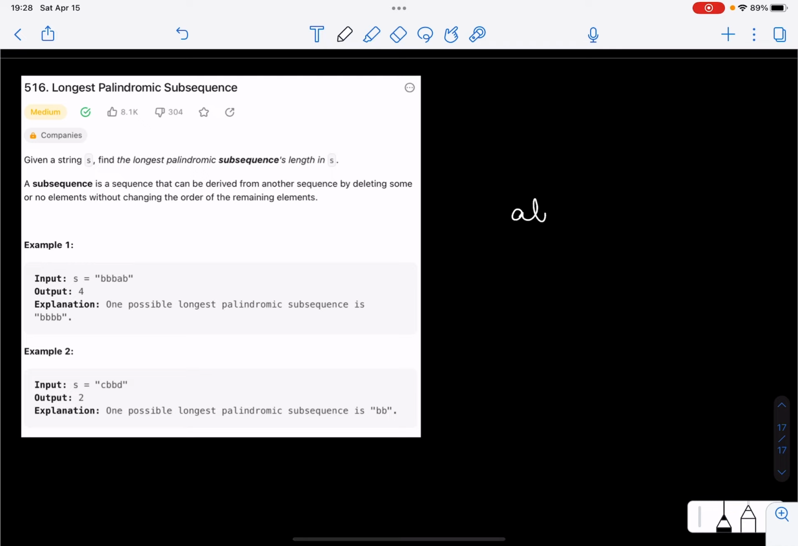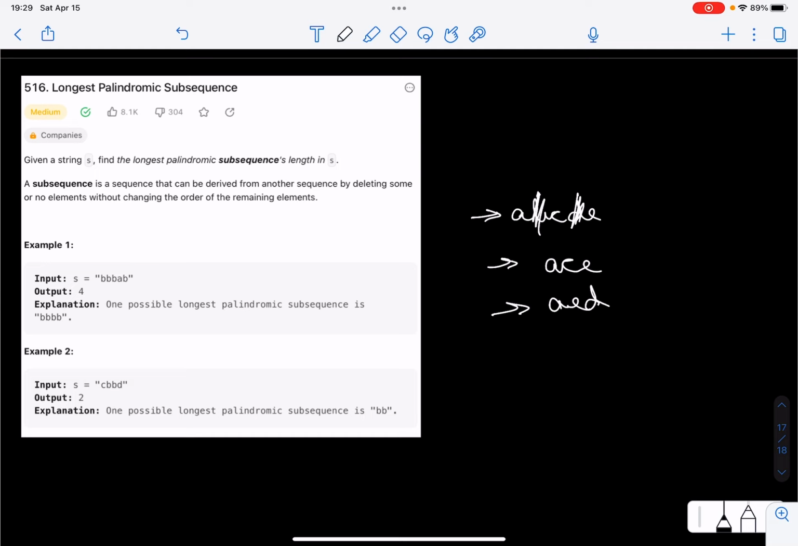Let's take the example of A, B, C, D, E, and let's consider two strings ACE and AED. Now, we can derive the string ACE from the given string, which is ABCDE, by removing a few characters. So we can remove B and D from the given string to obtain ACE. And ACE is said to be a subsequence of ABCDE.